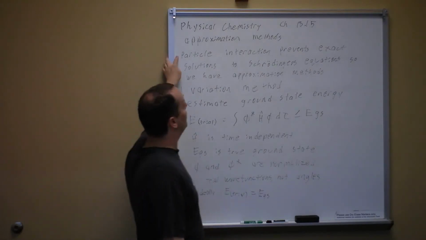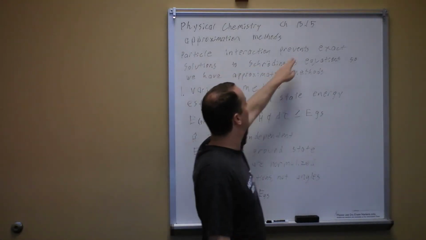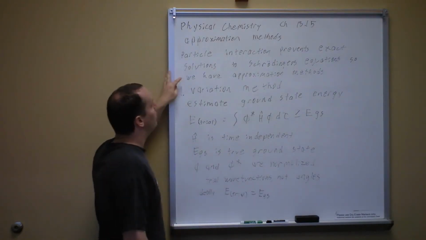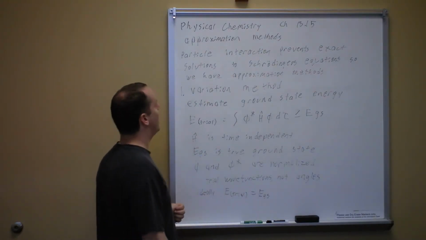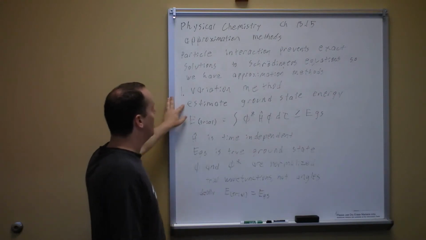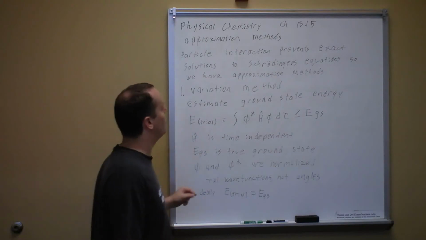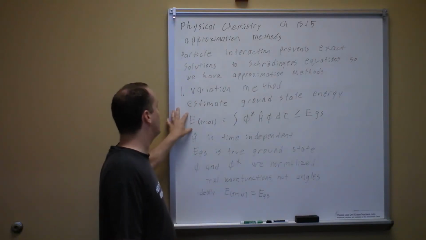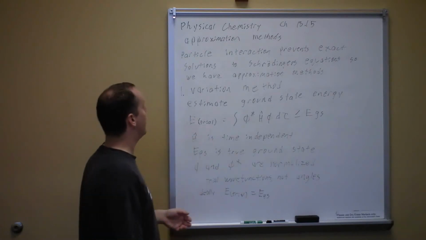So unfortunately particle interaction, namely the electrons, prevents exact solutions to Schrodinger's equation. So we have to approximate it instead. Now there are two methods. One is called the variation method. What we're going to do is estimate the ground state energy of the system. And so we're going to have this trial energy. Trial basically means guess.